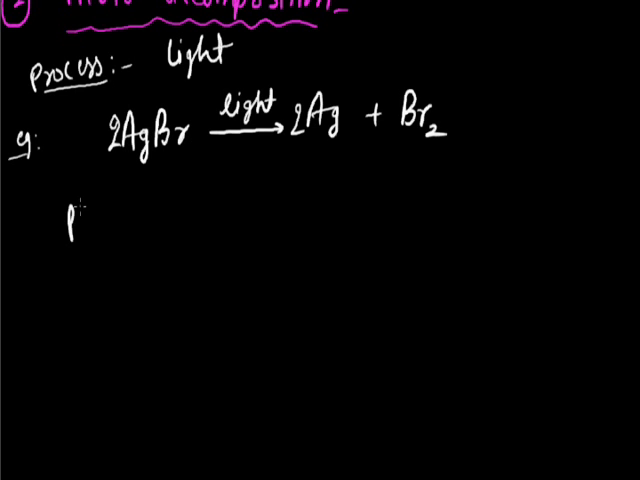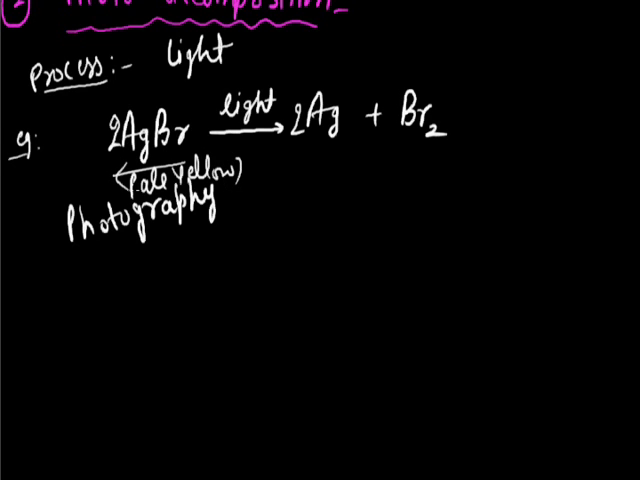This reaction is used in photography. In photography, we use salts of silver, that is silver bromide, silver chloride, etc. When we incident light on silver bromide, it breaks into silver plus bromine. Silver bromide has a pale yellow color, and silver has a silver or gray color. It means in this reaction, pale yellow silver bromide converts into gray color.